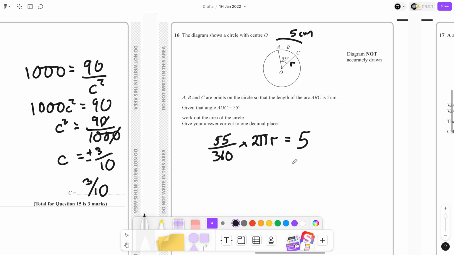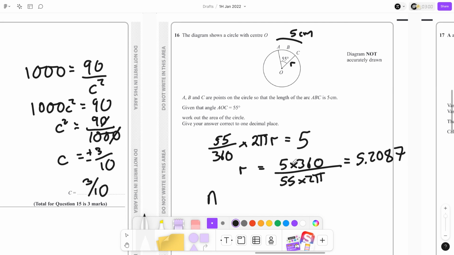So I can rearrange that and I can get r equals 5, everything on the bottom, times 360. We're going to multiply both sides by 360, then we're going to divide by all of this stuff, 55 times 2 pi, which gives us a radius of 5.2087, and we're going to use that, so I'm going to leave it quite accurate.